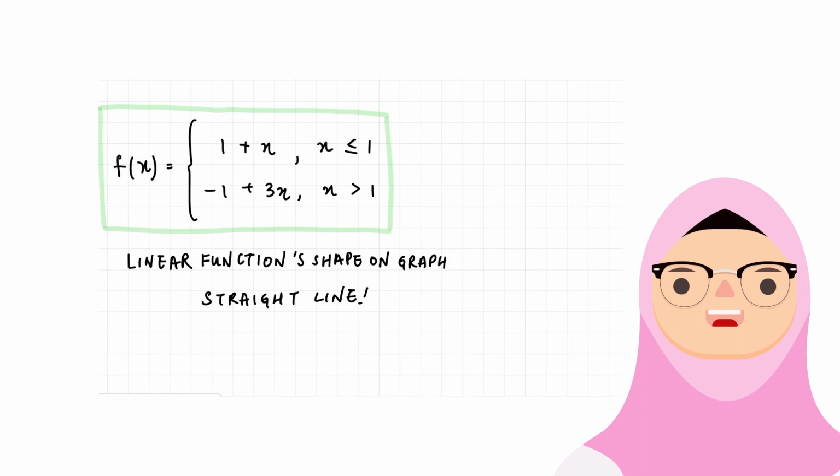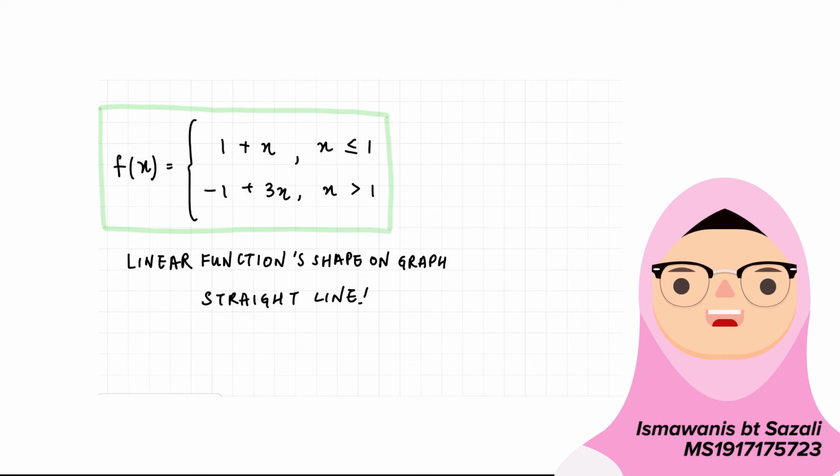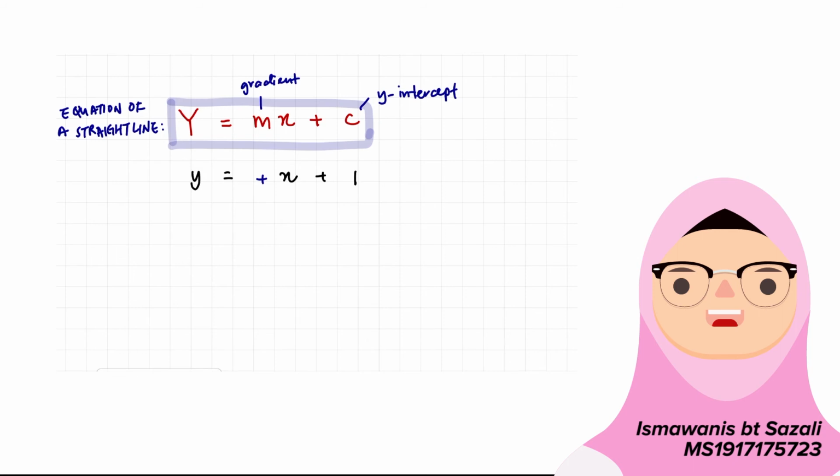The piecewise function that we get is 1 + x for x less than or equal to 1, and -1 + 3x for x greater than 1. These are linear functions which are straight lines on the graph. For x + 1, we can compare it to the equation of a straight line, y = mx + c, and we get that the y-intercept is 1. Since the gradient is positive, the graph will ascend.